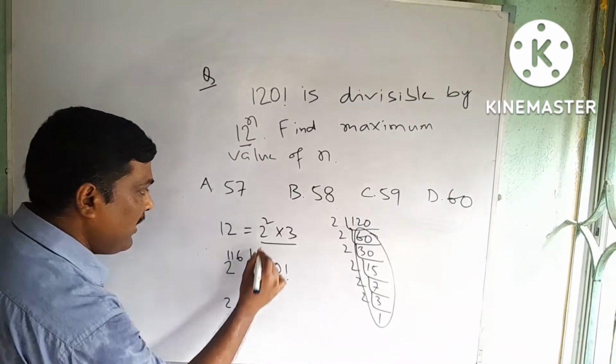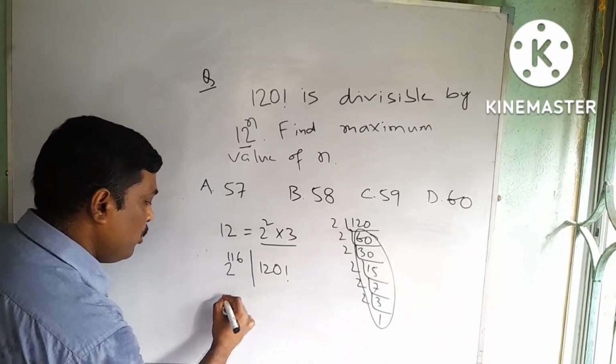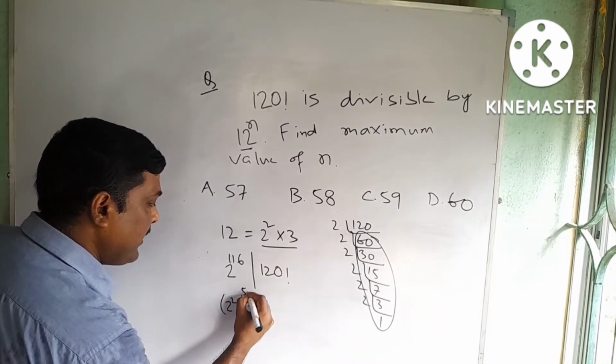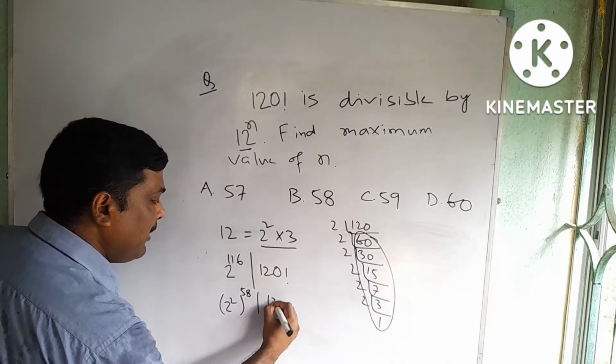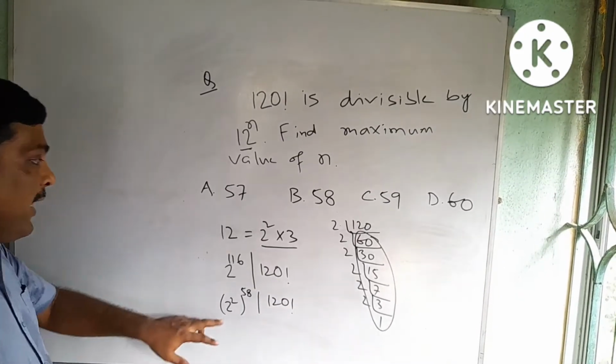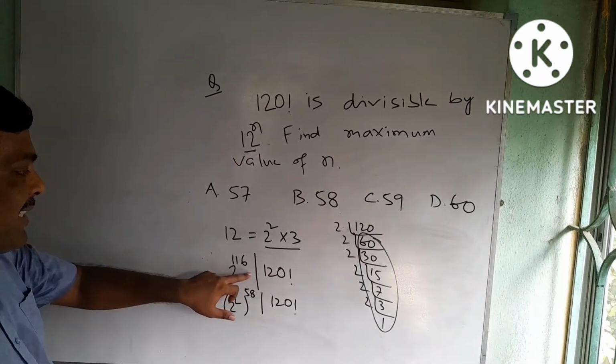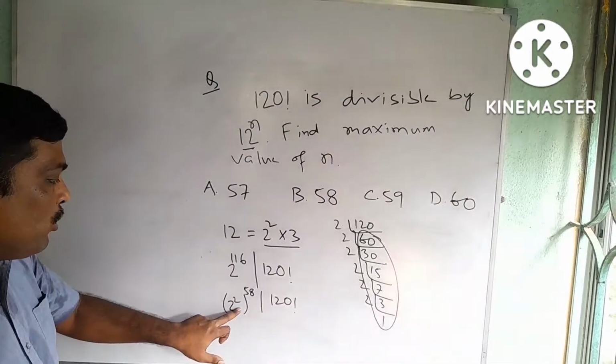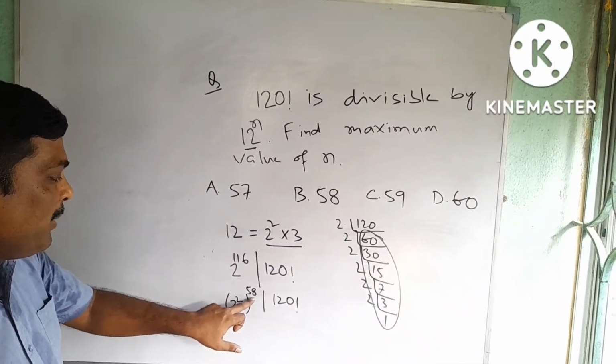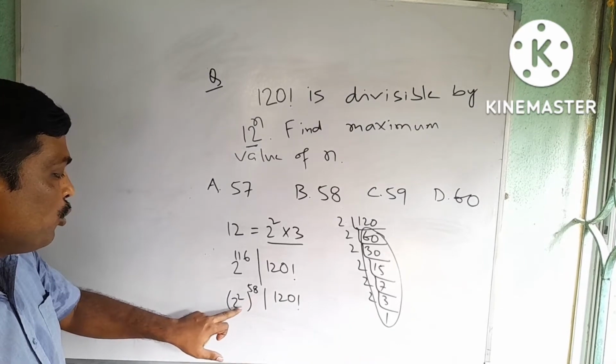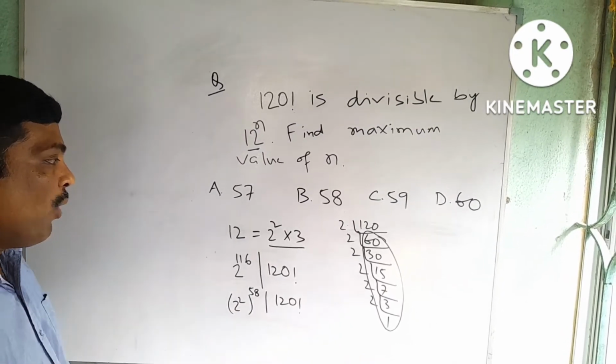So 2 square to the power 58 divides 120 factorial. Okay. So 2 to the power 116 divides 120 factorial. So 2 square to the power 2 into 58, that is 116. So 2 square to the power 58 divides 120 factorial.